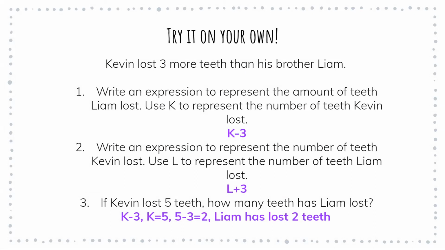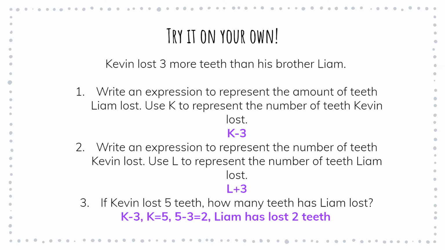Kevin lost 3 more teeth than his brother Liam. So first, we're going to write an expression to represent the number of teeth Liam lost. Use K to represent the number of teeth Kevin lost. So we are going to use K to represent Kevin, and he always will lose 3 more teeth than his brother. So we know that his brother will have 3 less teeth than him. So the expression will be K minus 3 will give us the answer for Liam, which is perfect because Kevin always has 3 more. Just like the candies, Kendall will always have 3 more. So that works out the same.